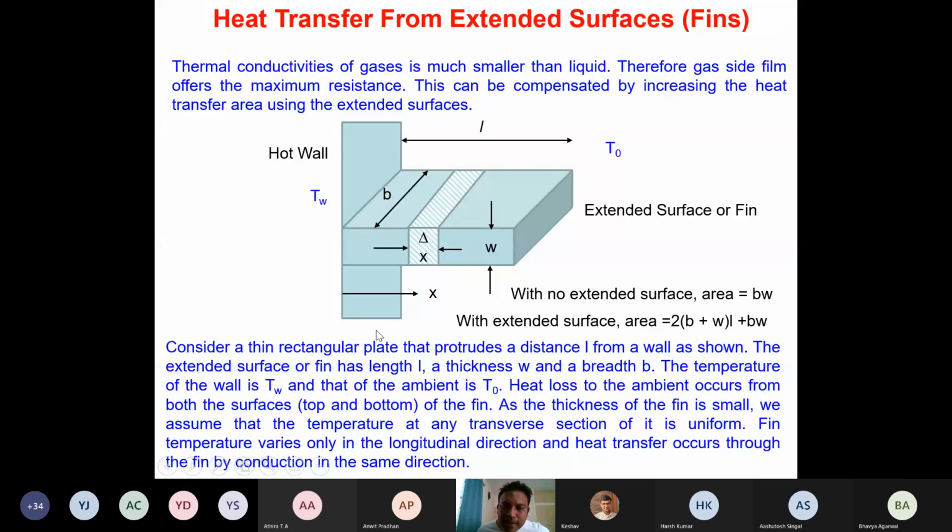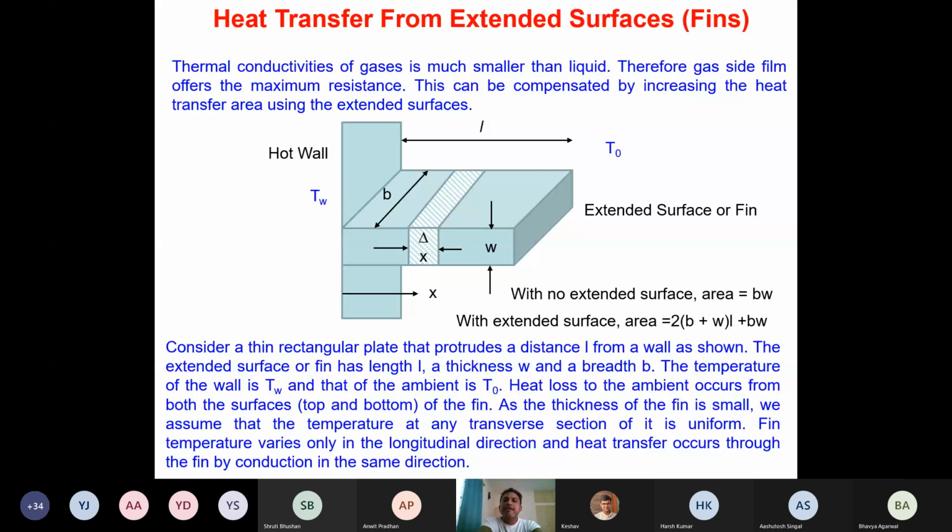So we are only looking at the temperature gradient or temperature distribution along the x direction. We are not looking at the temperature distribution along the vertical or y direction here. Is it clear to everyone? Yes, sir. Okay.